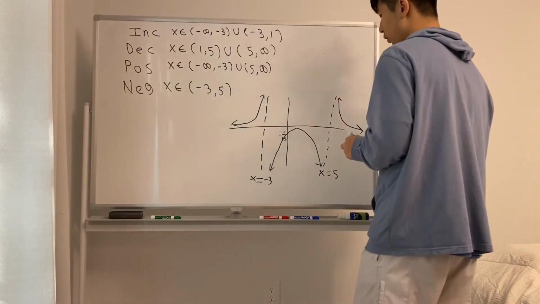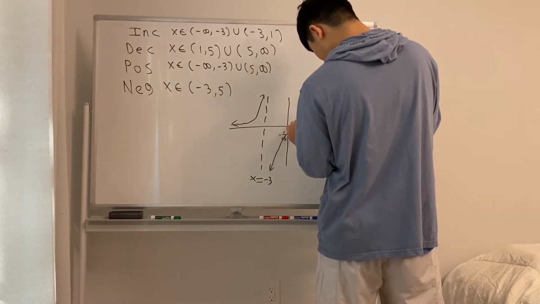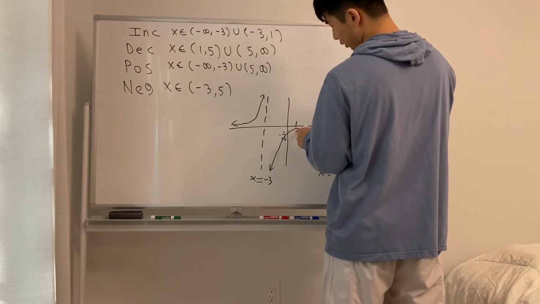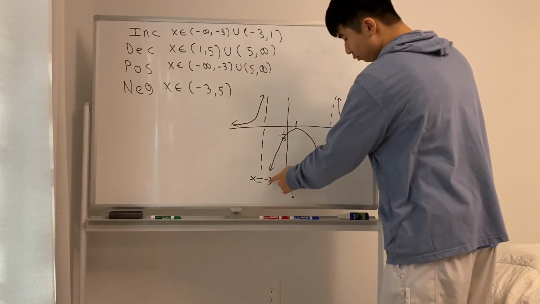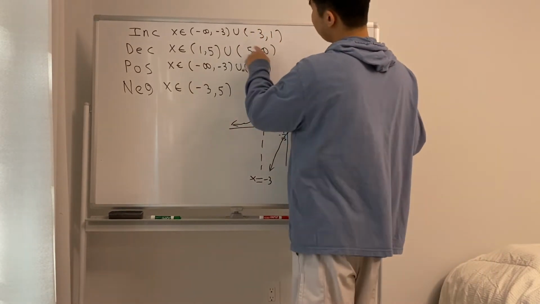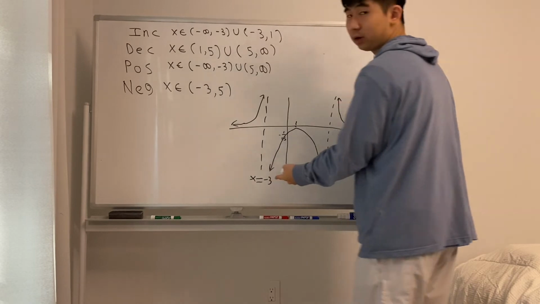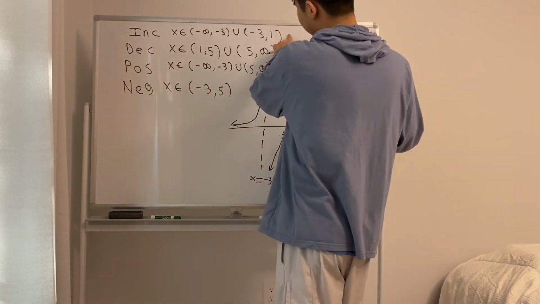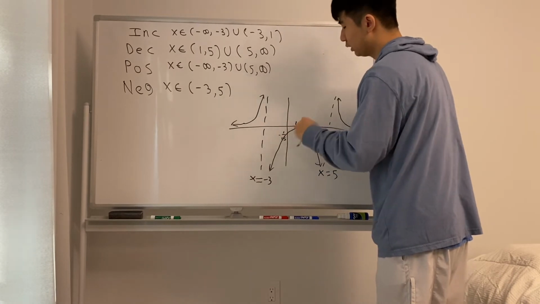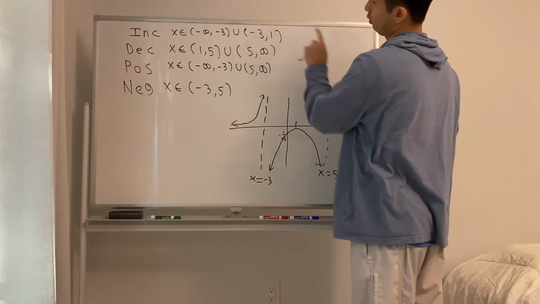Sorry, this is 1. This is the point 1, right here. It increases from -3 all the way to 1. Now notice how there's a circle bracket for both. Circle bracket for -3 because it's a vertical asymptote, and a circle bracket for 1 because at 1, it's not increasing anymore. It's not increasing at 1. That's why it's a circle bracket.